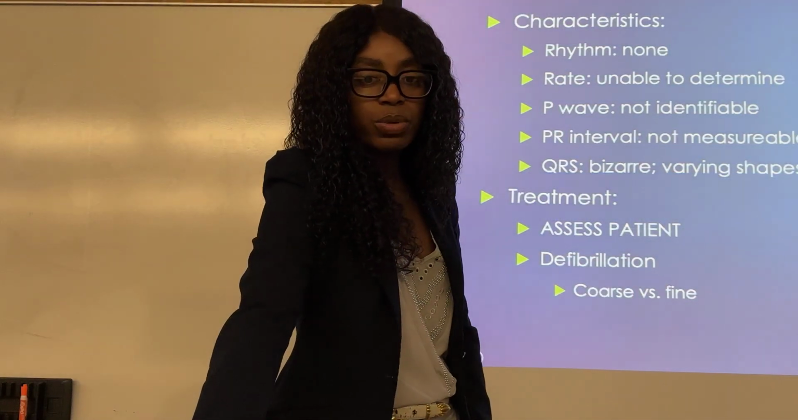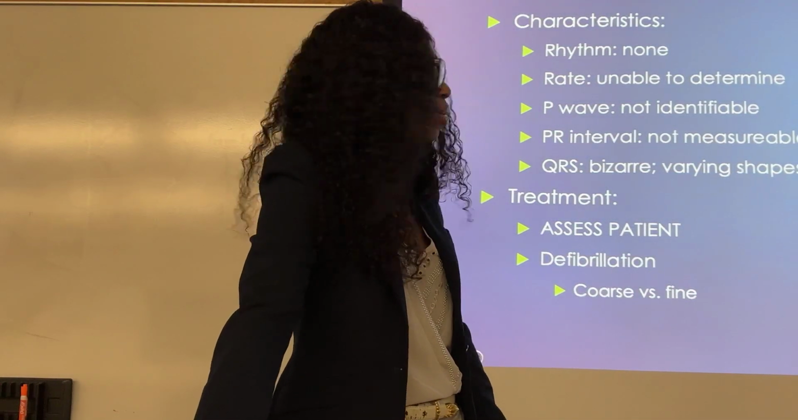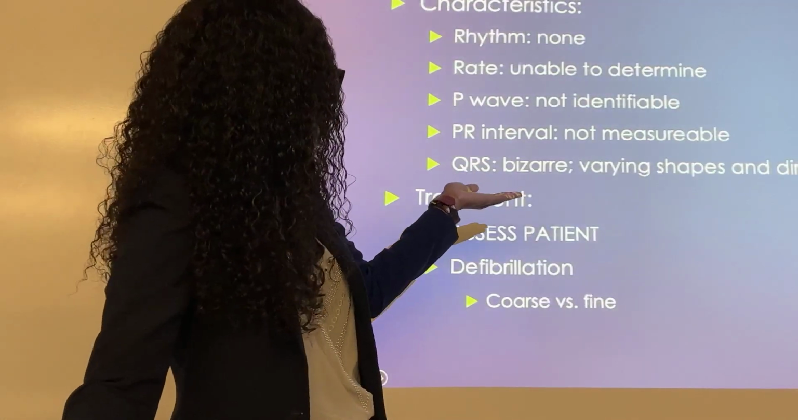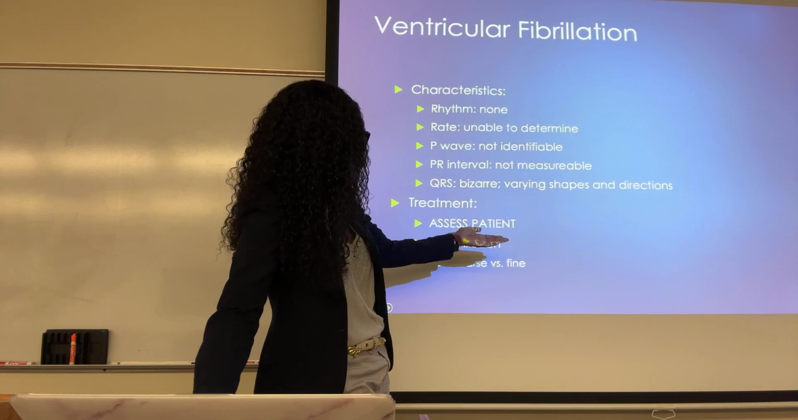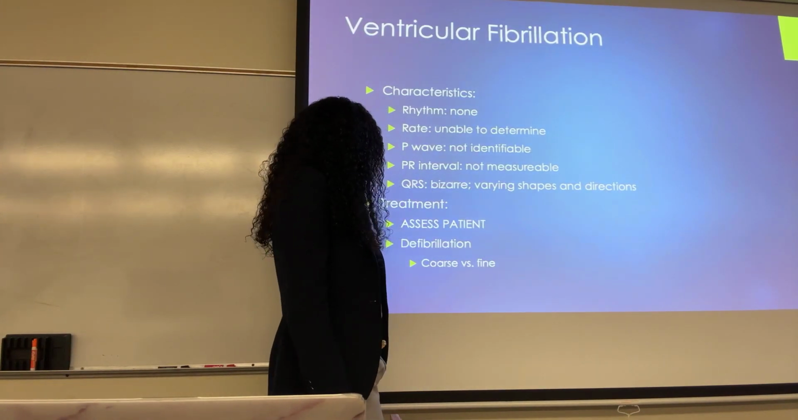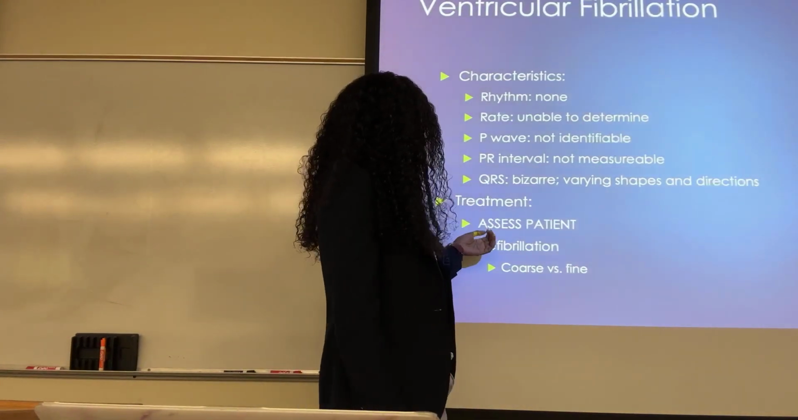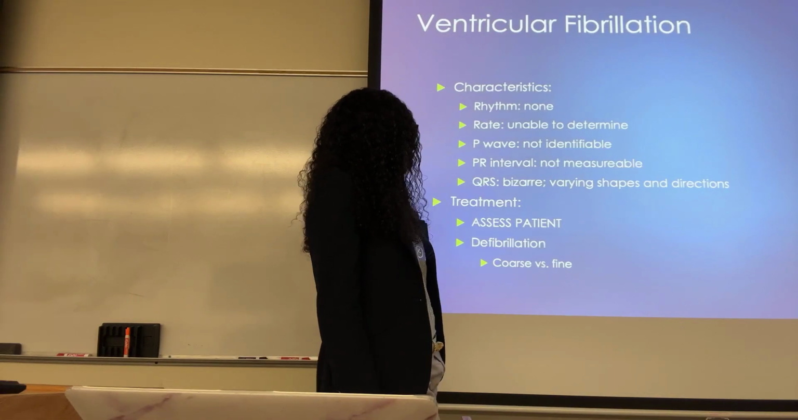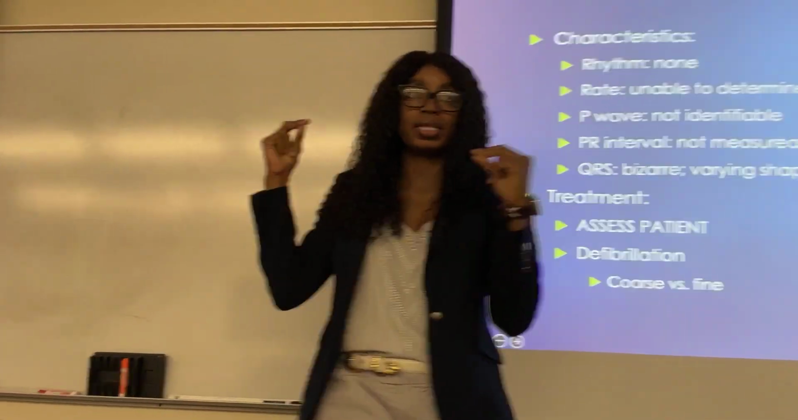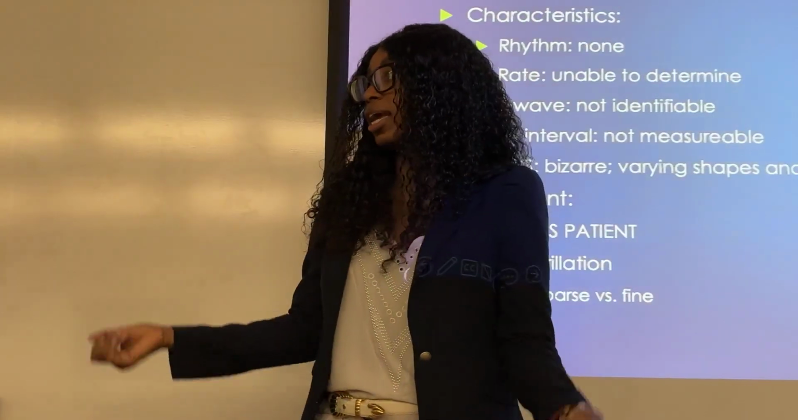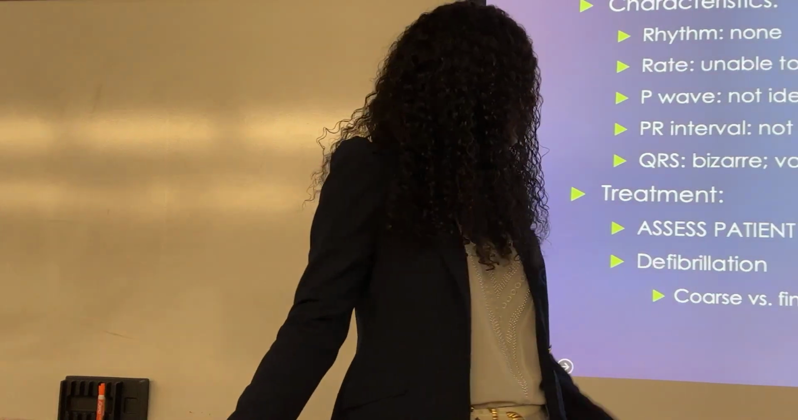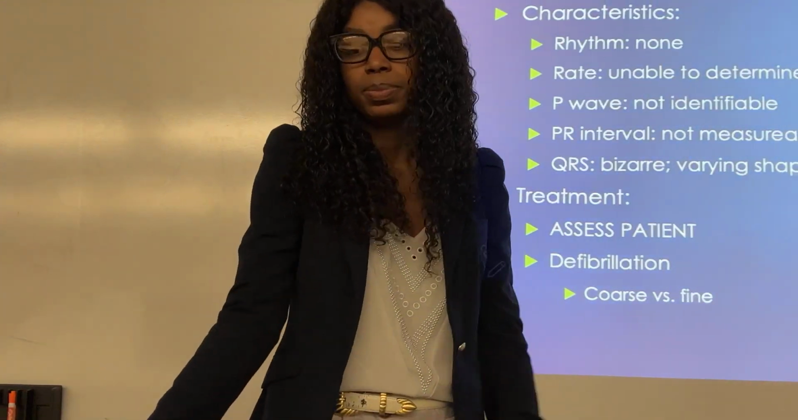So when we think about ventricular fibrillation, we're looking at rhythm, there's none. Rate, unable to determine. P wave, not identifiable. PR, not measurable. QRS, bizarre, varying shapes and directions. What are we going to treat them with? We're assessing the patient. We are defibrillating, right? Defibrillating because they have to get out of this rhythm fast. The heart can't beat in that rhythm for too long, because eventually it'll just stop.